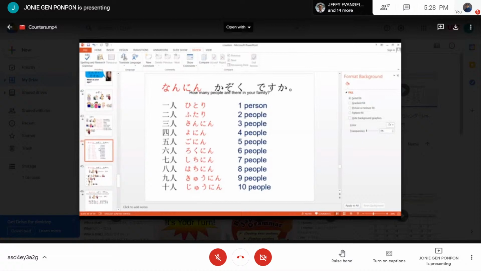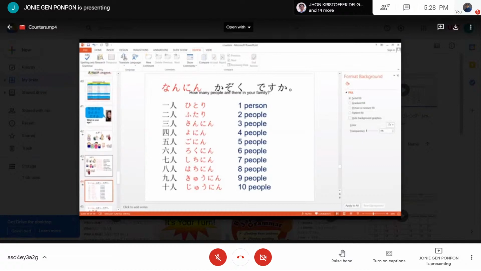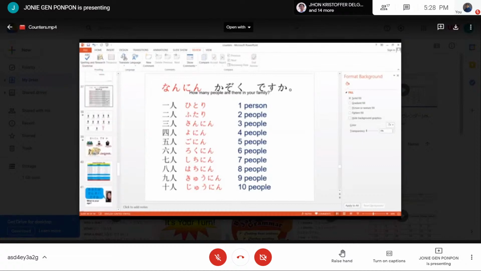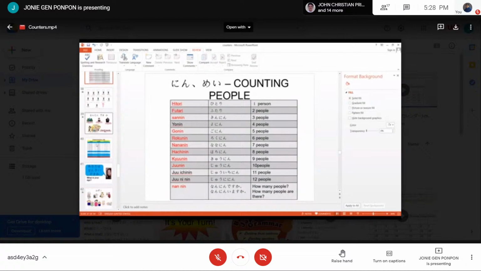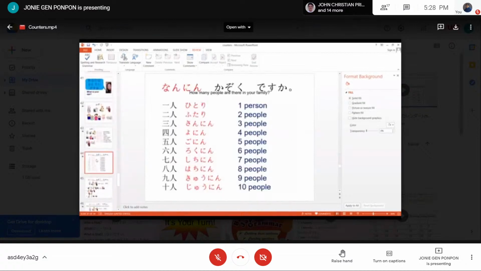Okay, so, nan nin kazoku desu ka? San nin desu. Then, for 4, yonin. For 5, gonin. 6, rokunin. 7, shichinin, not nananin. Okay? So, pagtatanungin ka kung ilan kayo sa family, how many people are there in your family, the 7 there will be shichinin. Okay? So, exemption. Tatandaan.